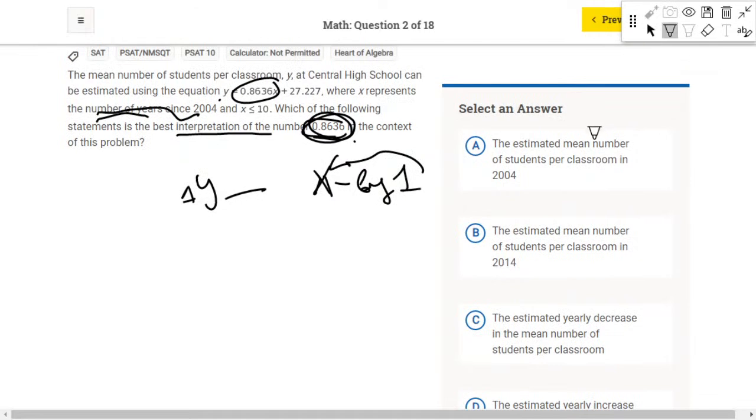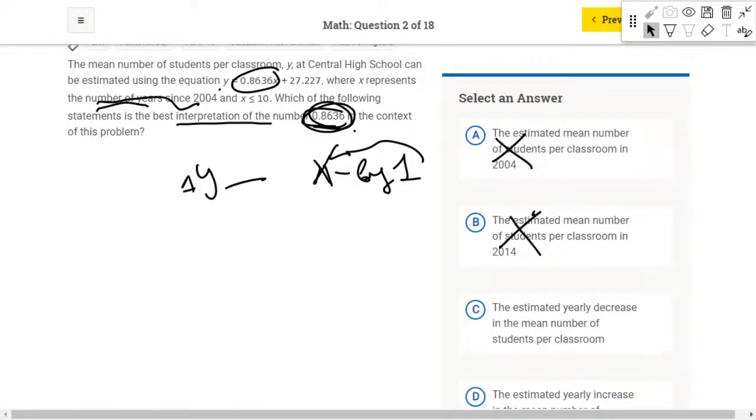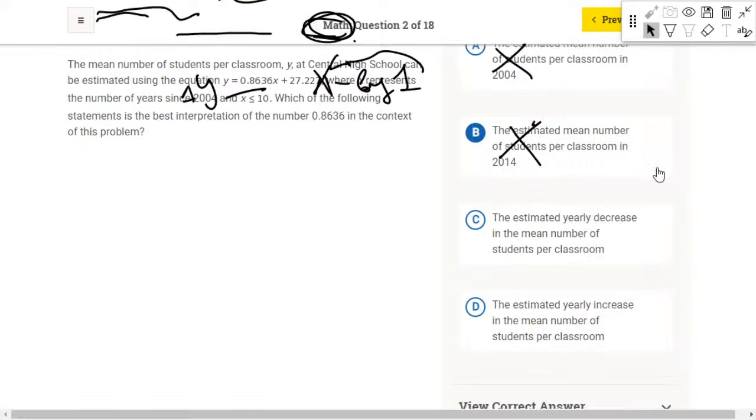The estimated mean number of students per classroom in this is not this. The estimated mean number of students per classroom in 2014, neither is this, because it's just a number, but we don't need just a number. We need something that will show us a decrease or an increase. So the estimated yearly decrease or estimated yearly increase, and the slope here is positive, so it means each year the mean increases, so it's the estimated yearly increase. The answer is D.